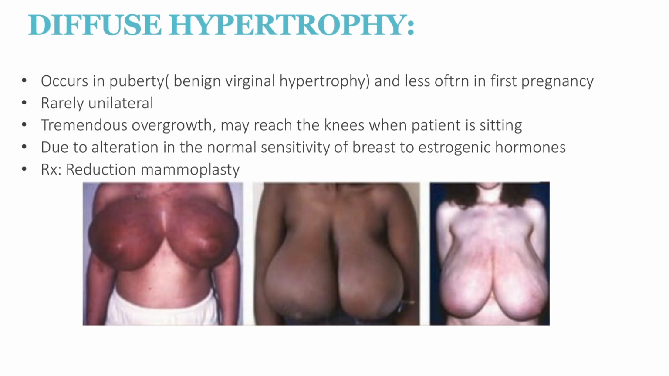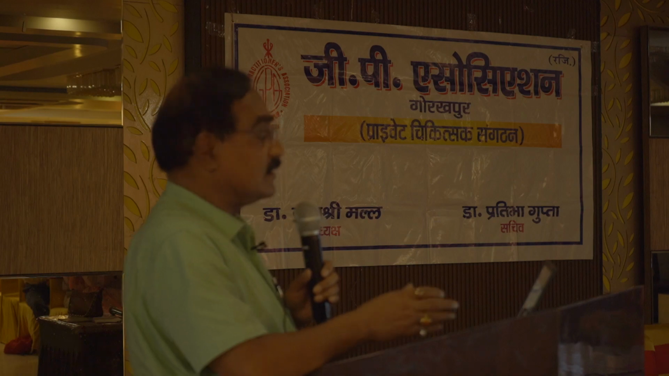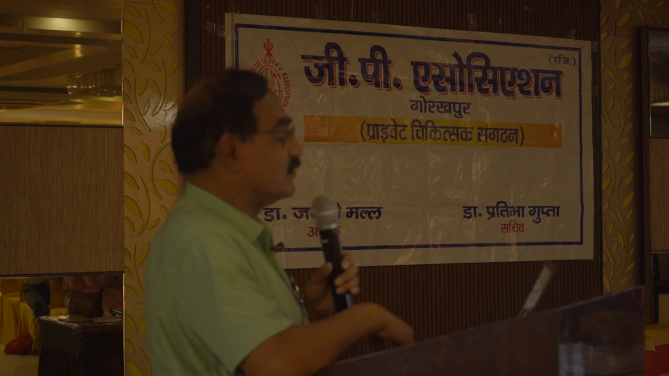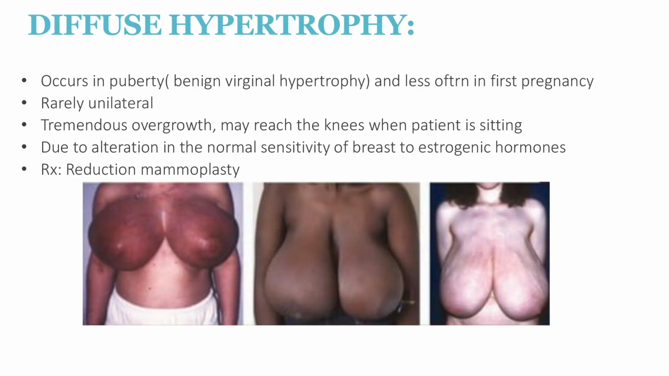Another is diffuse hypertrophy of the breast, which occurs in puberty. It is benign virginal hypertrophy, and less often it occurs in pregnancy. Rarely is it unilateral; you can see the photographs. Most of the time it is a diffuse hypertrophy, and it is bilateral. Tremendous overgrowth may reach to the knee when the patient is sitting. This is due to alteration in the normal sensitivity of the breast to the estrogenic hormones. The treatment is reduction mammoplasty.